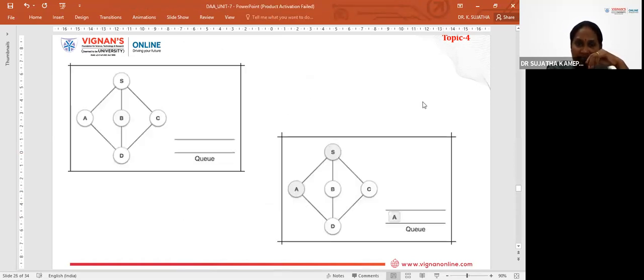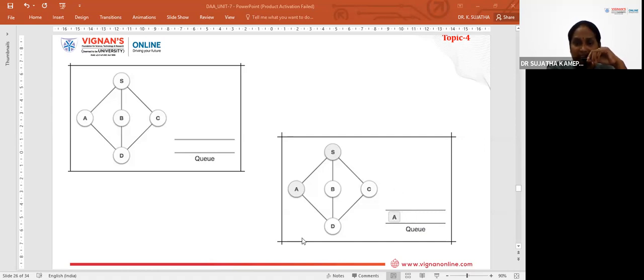Now we are going to see an example for this breadth first search. Here, first we are going to initialize an empty queue. So first we will select a vertex. We are selecting S as the starting vertex. Now we need to mark S as visited, and we need to enqueue it into the queue. So S is placed into the queue.